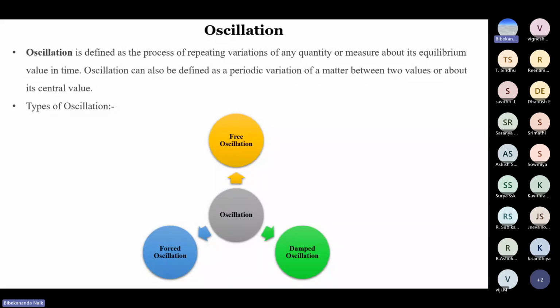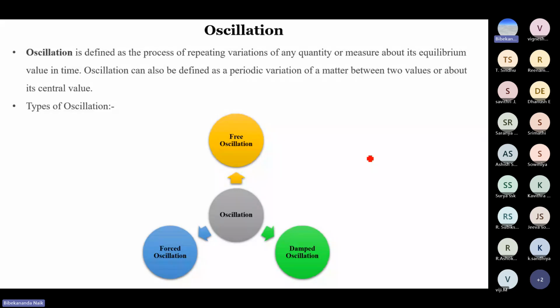So let's discuss a few things about oscillation. Now, when do we call an object oscillating, or something is oscillating? If it is repeating its values. Oscillation is defined as the process of repeating variations of any quantity or measure about its equilibrium value in time.